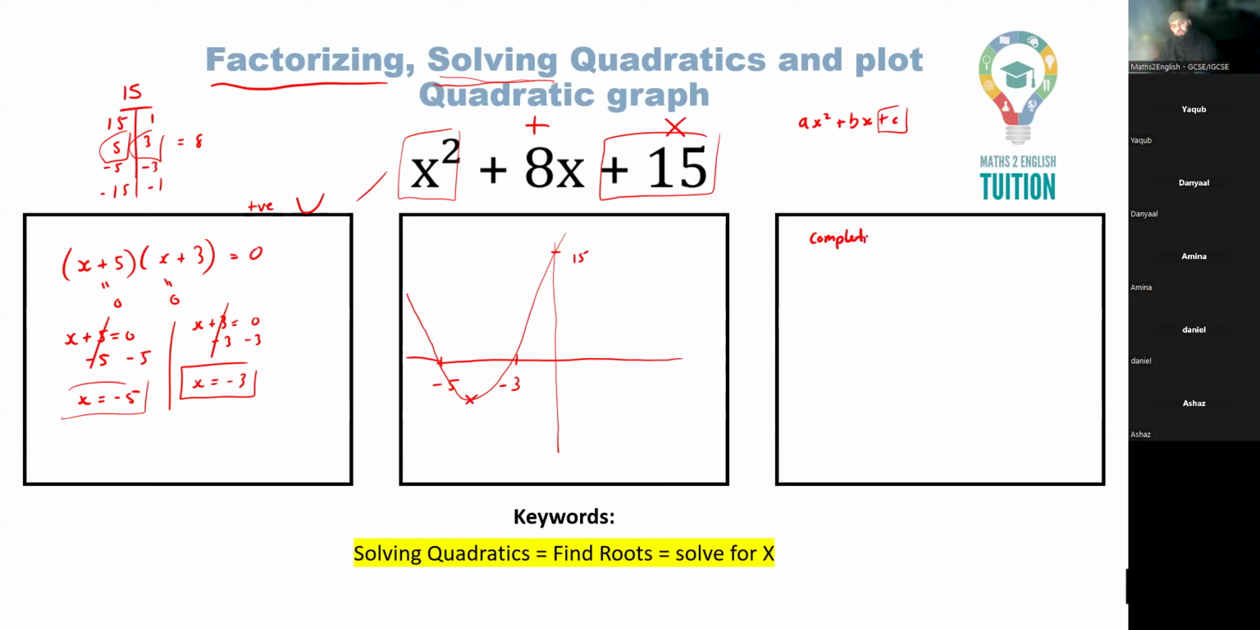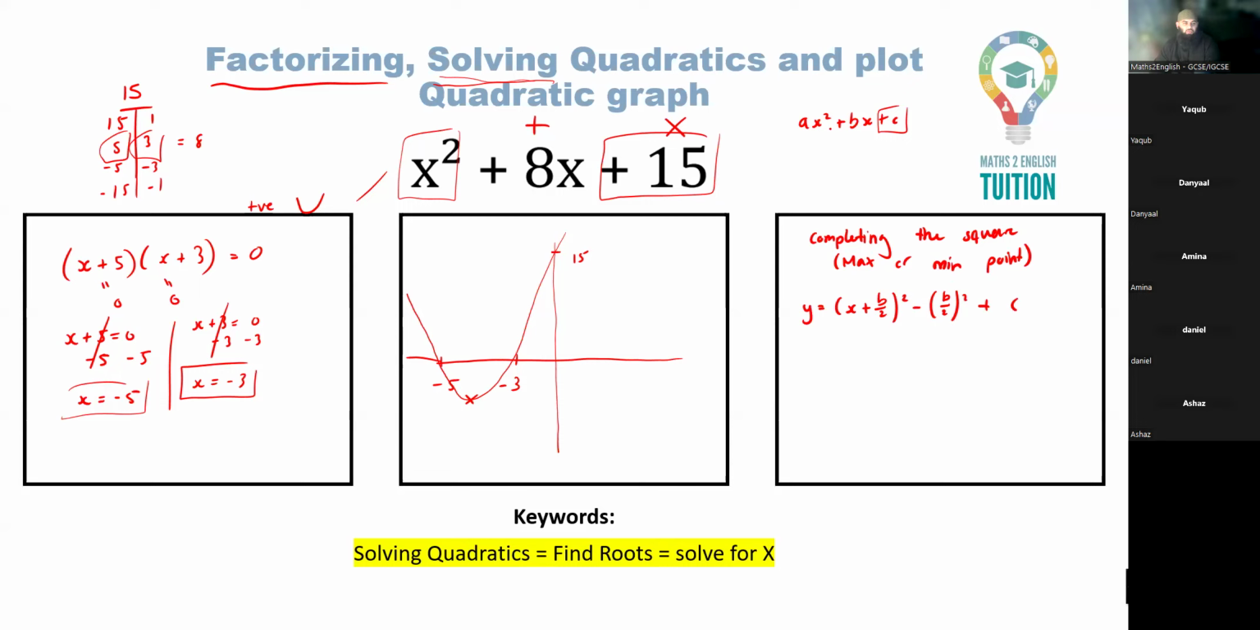When we complete the square, it allows us to find the minimum or maximum point. At this point over here, we can use the equation y equals (x plus b over 2) squared minus (b over 2) squared plus c. That's my equation over here.